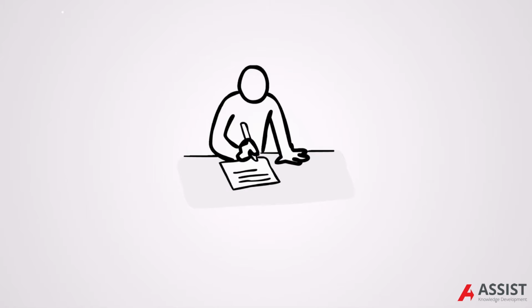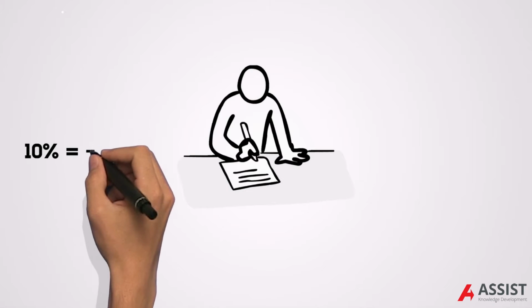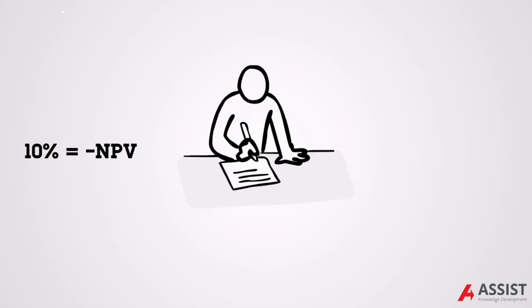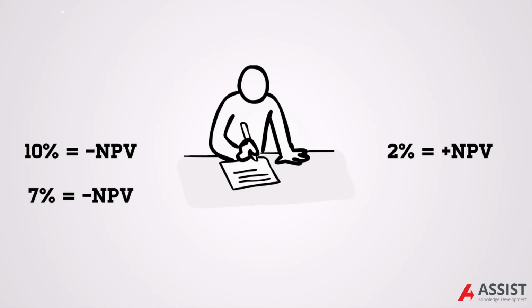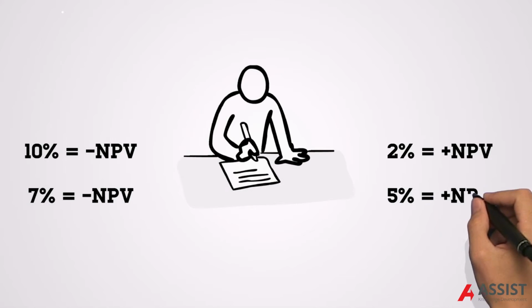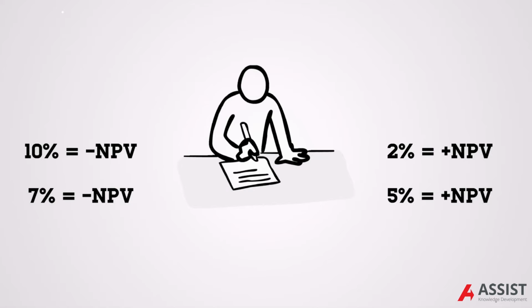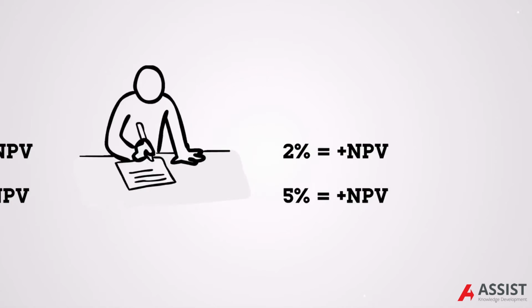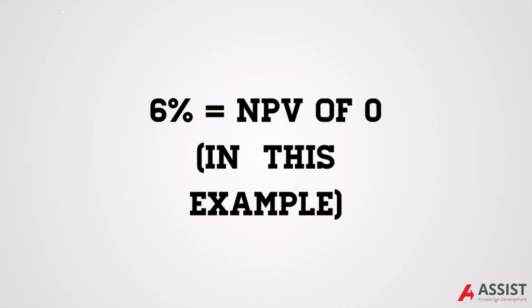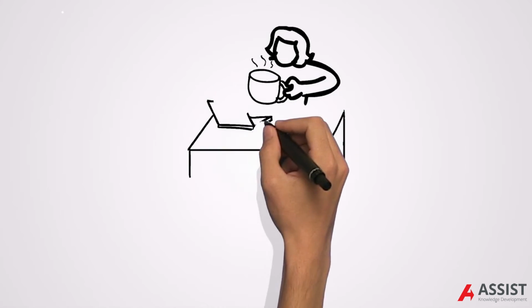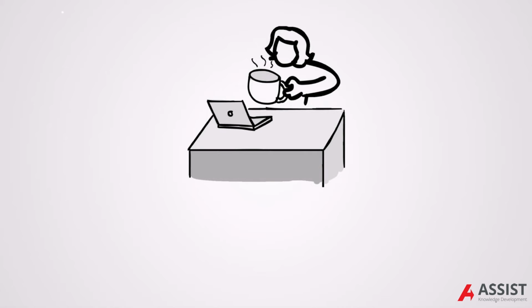So, for example, we might try a discount rate of 10% and get a negative NPV. Then, we try 2% and get a positive NPV. So we try 7% and the NPV is still negative, but less so, and we try 5% and it is positive. After a number of iterations, we find that the discount rate that gives an NPV of 0 is 6%, and this is the IRR. If this seems like a lot of work, there is a function in Excel which works out IRR, but it does so by a series of very rapid approximations.